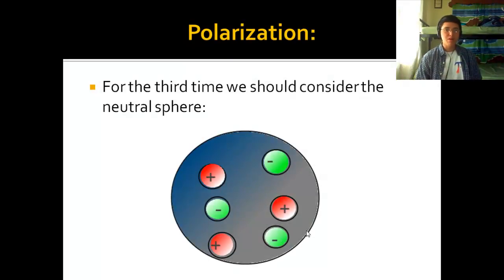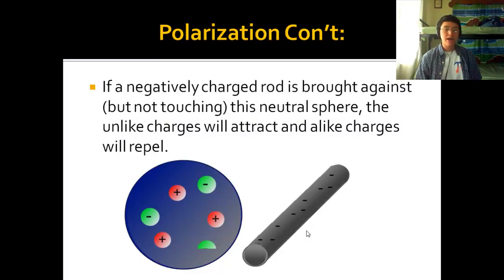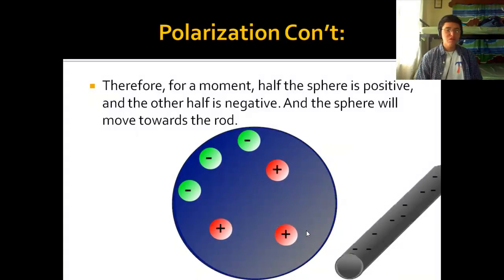Now for the process of polarization. For the third time, we should consider the neutral sphere. If a negative charge rod is brought against the sphere, making sure that they don't touch, the unlike charges will attract and the like charges will repel, as seen here. Therefore, for a moment, half of the sphere will be positive and the other half will be negative, and the sphere would move towards the rod.